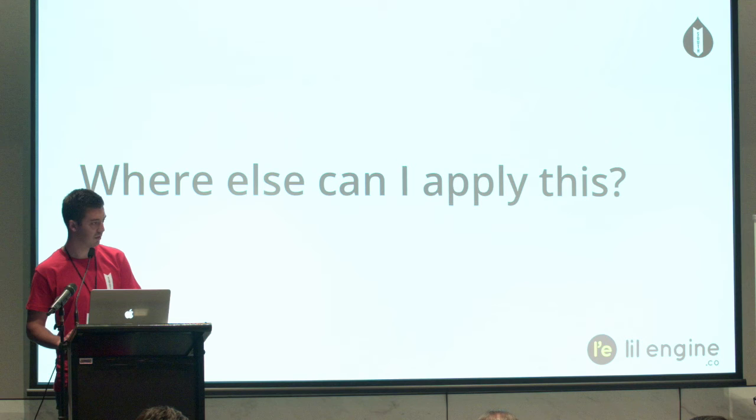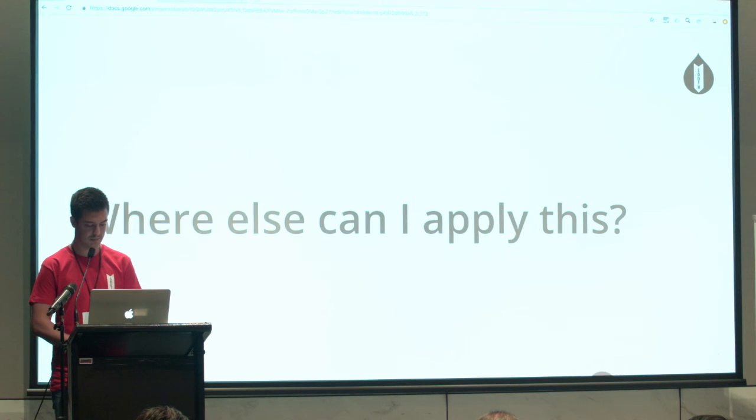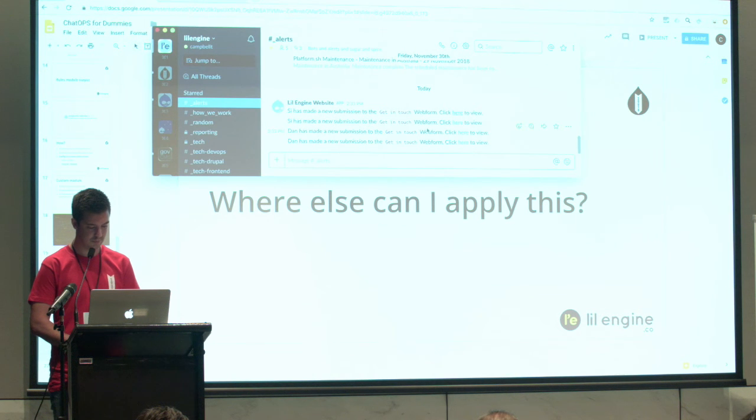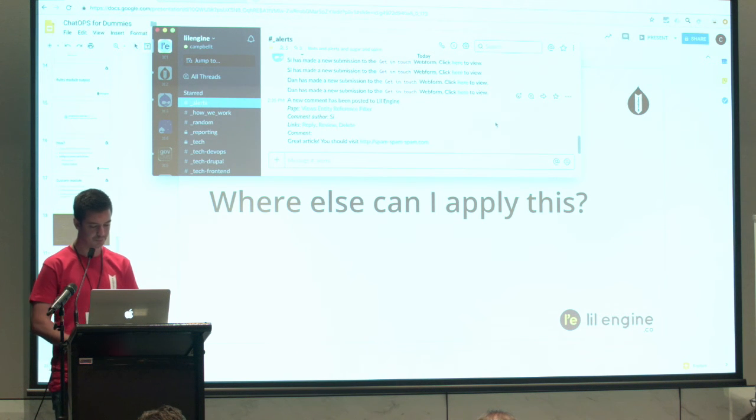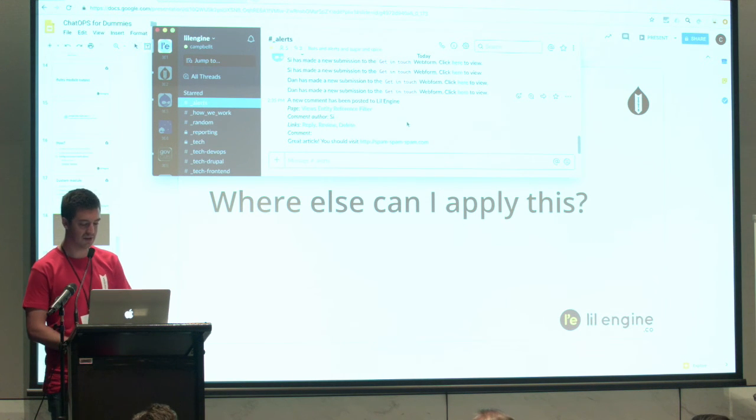But Cy is also going to be lovely and post a comment on an article for us. Did it? You did it? Yeah. Did it work? No. It's the captcha thing. There we go. A new comment has been posted to Little Engine. So we get the page where it is, the author, a link to reply, review, and delete, and the comment itself.